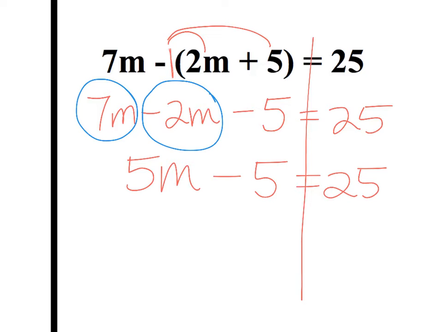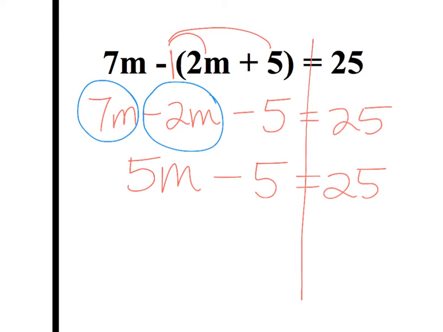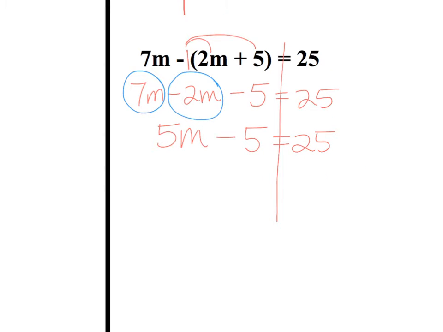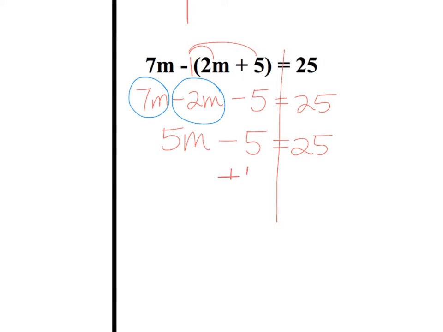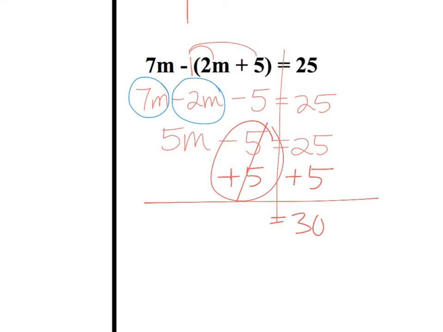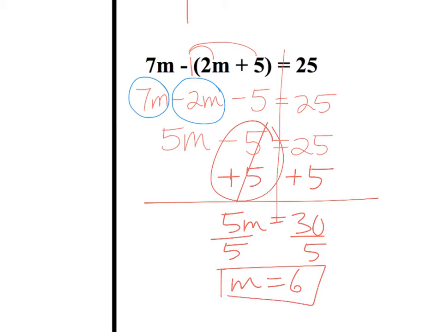Now you just got a 2-step equation. We worked on that yesterday. Undo the addition or subtraction, and then multiply or divide. So we're going to add 5. That zeroes out. And we get 30. 5m. What's the last thing I do, Isaiah? So m is equal to 6.